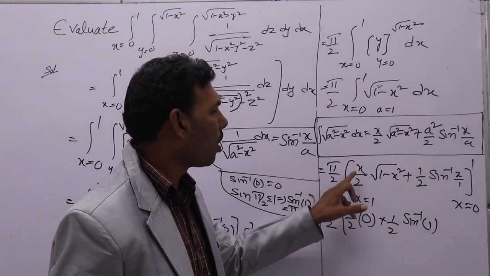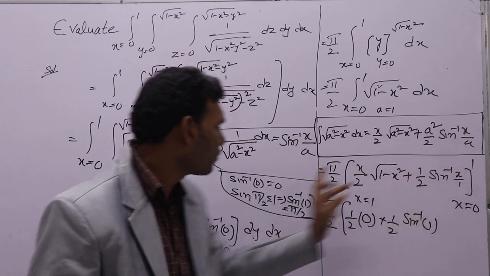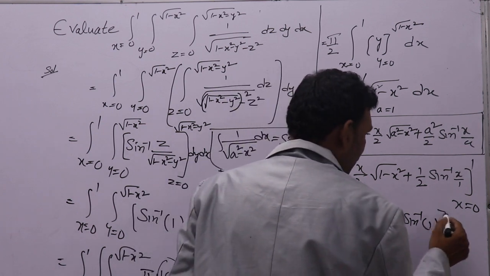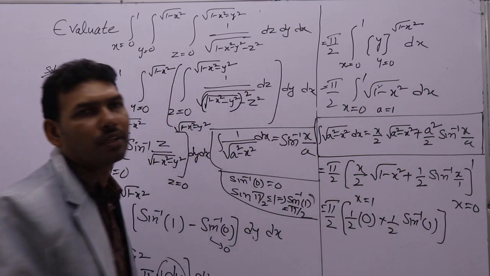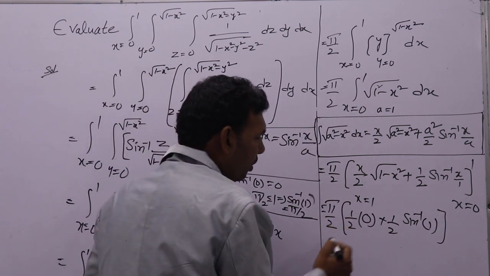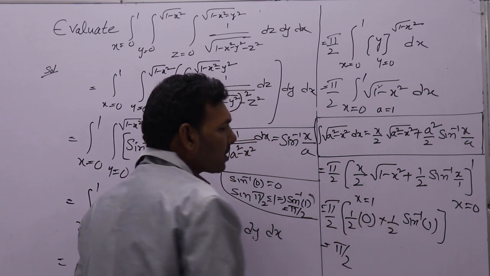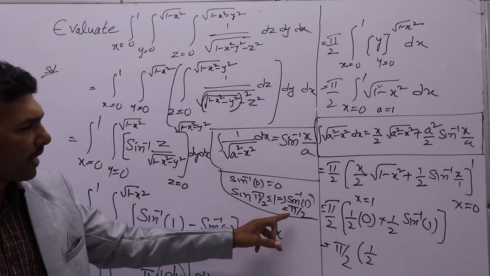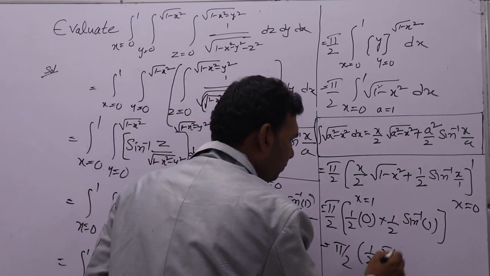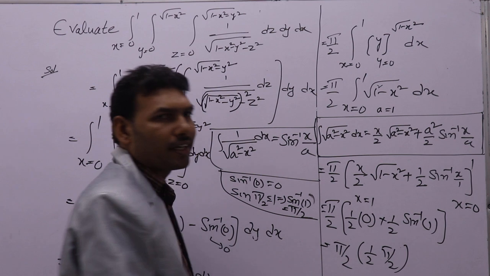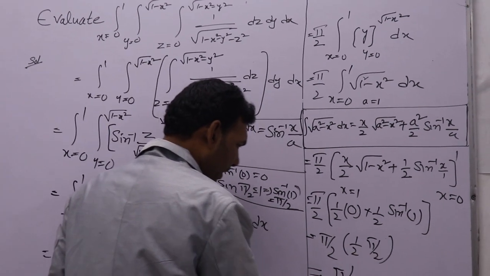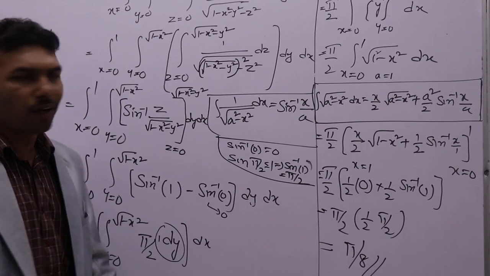If you write in the place of x, 0, what happens? The total term becomes 0. How? 0 into anything is 0, and sine inverse of 0 is 0. So no need to write, substitute the upper limit here. Now, this term is 0. Sine inverse of 1 is pi by 2. So what is the final term? 2 2s are 4, 4 2s are 8. Pi by 8. Any doubts you may express.